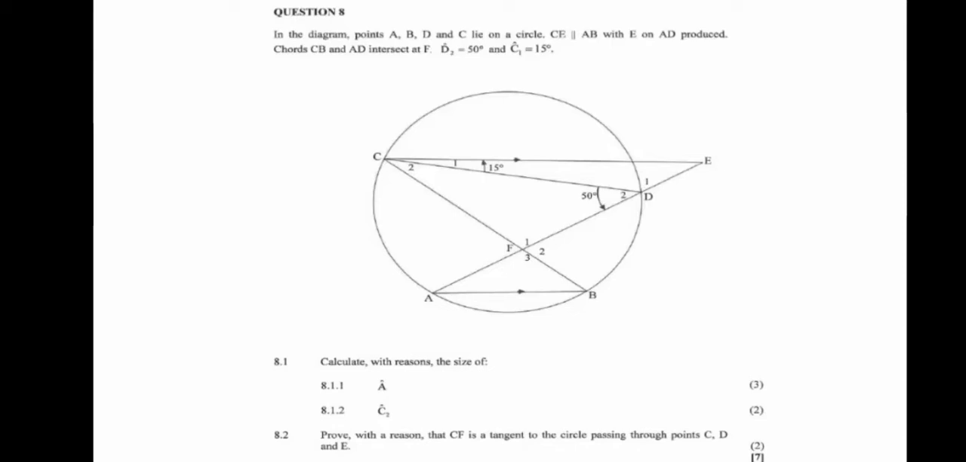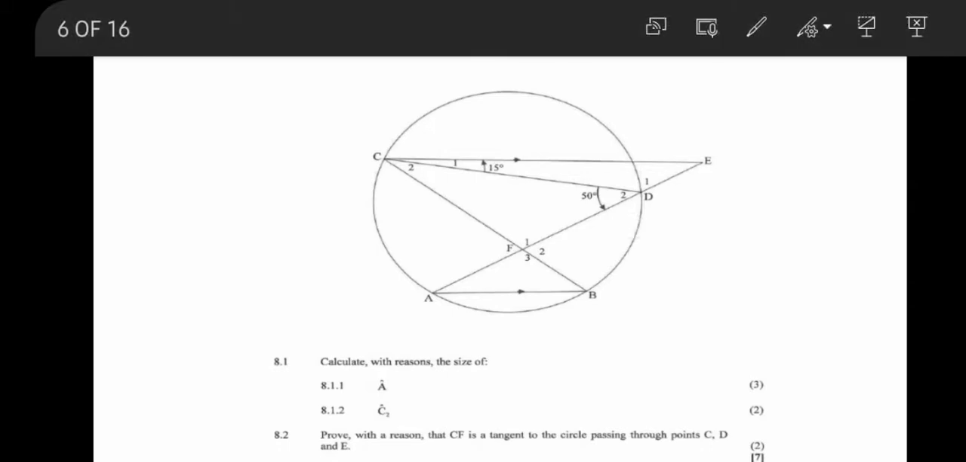So, in today's lesson, we're going to be doing Euclidean geometry. Let's see the question that we have got. Question 8 says, in the diagram, points A, B, D, and C lie on a circle, where CE is parallel to AB, with E on AD produced. Chord CB and AD intersect at F. D2 is equal to 50 degrees and C1 is 15 degrees. We can all see that, right?